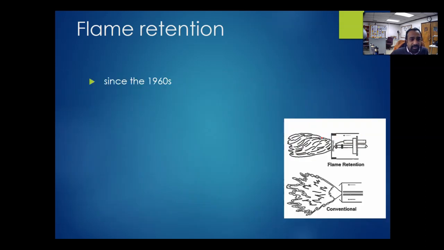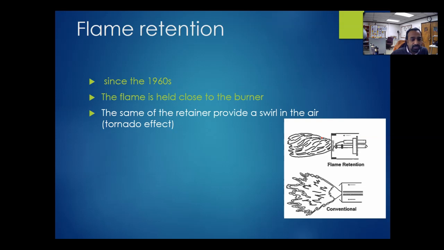Okay, it came in the 1960s. Flame held close to the burner. Some of the retainers provide a swirl. Okay, that's kind of cool. Tornado effect. They did improve efficiency from 5 to 15%. That's a little bit significant over a period of time.